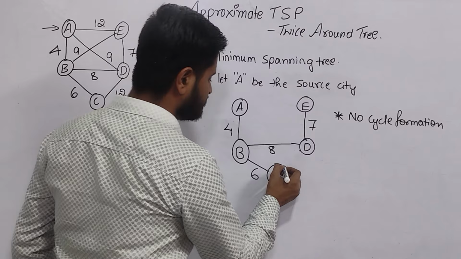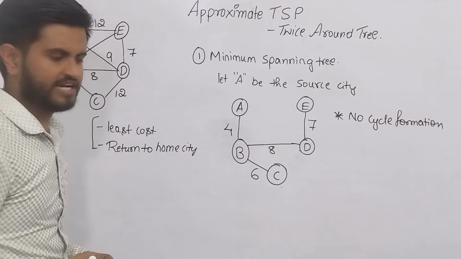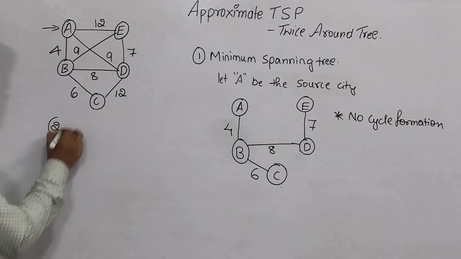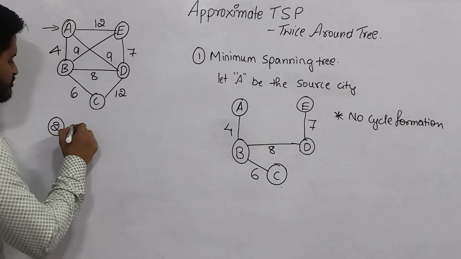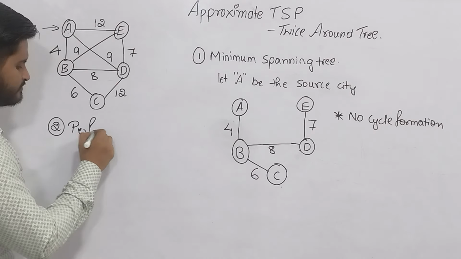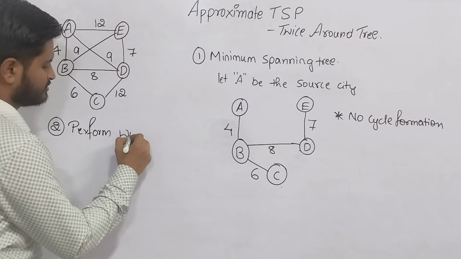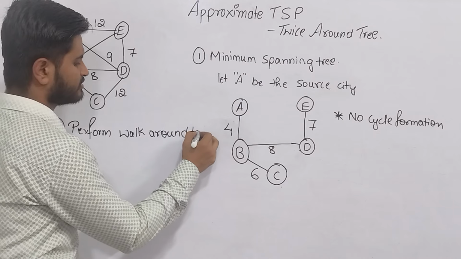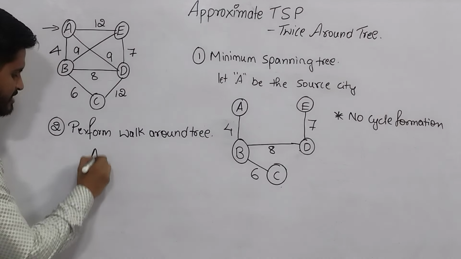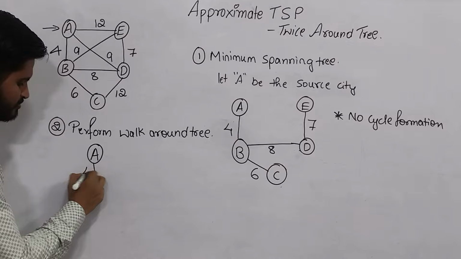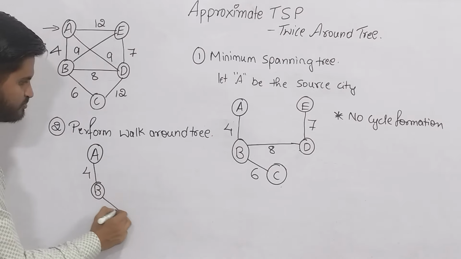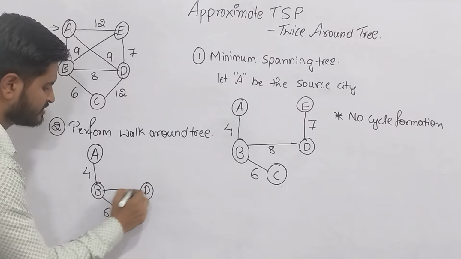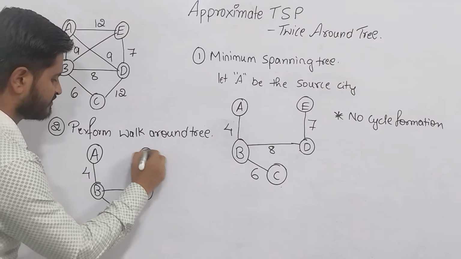Now we found out the minimum cost using the minimum spanning tree. In the second step, we will perform a walk around the tree. So what is the tree I am having? From A to B it is 4. From B to C it is 6. From C to D it is 8. From D to E it is 7.